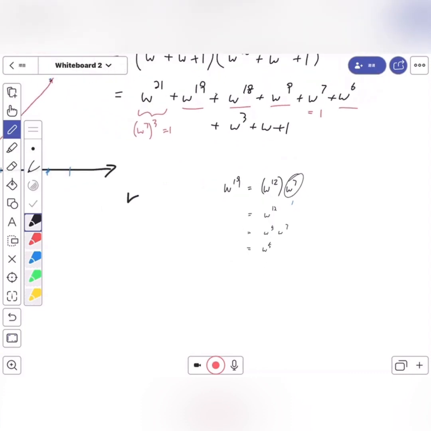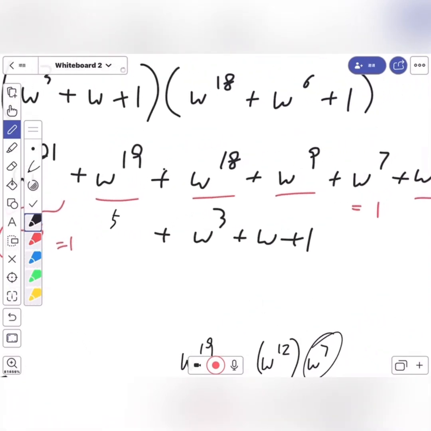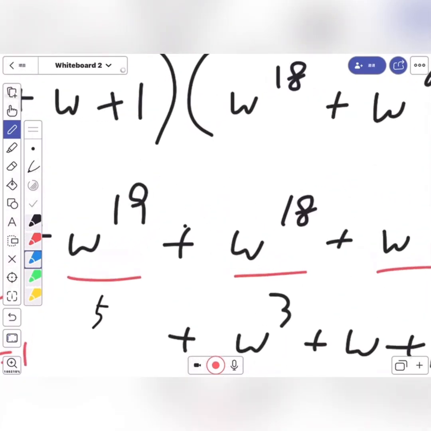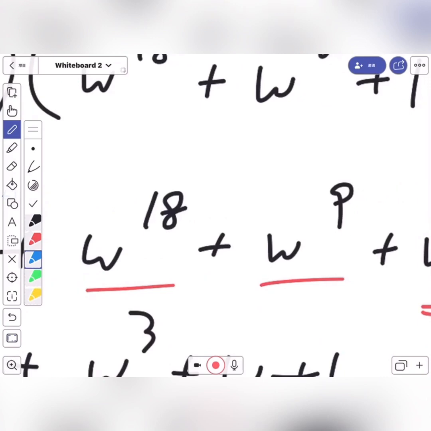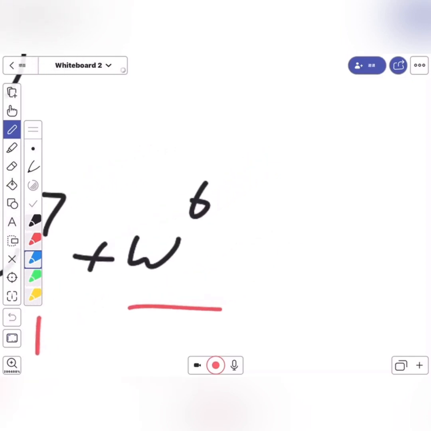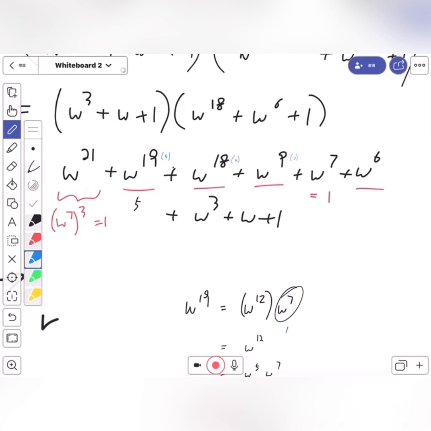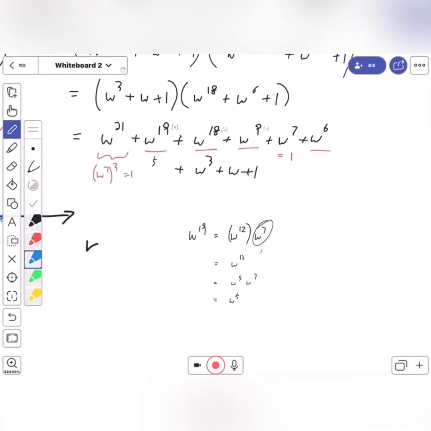So essentially any exponent would eventually be reduced to its remainder when divided by 7. So what is 19 mod 7? Well, 19 mod 7 is going to be 5. And 18 mod 7 is equal to 4. And 9 mod 7 is equal to 2. And 7 mod 7, we already know it's 0. And 6 mod 7 is 6; we can't really reduce it. And 3 is 3, and 1 is 1. So notice that 5, 4, 2, 6, 3, and 1 are actually all the positive integers that are less than 7.